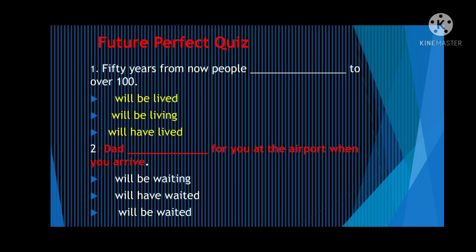The future perfect quiz. Ready? Number 1. 50 years from now, people dash to over 100. Will be lived, will be living, will have lived. And the next one, Dad dash for you at the airport when you arrive. Will be waiting, will have waited, will be waited.